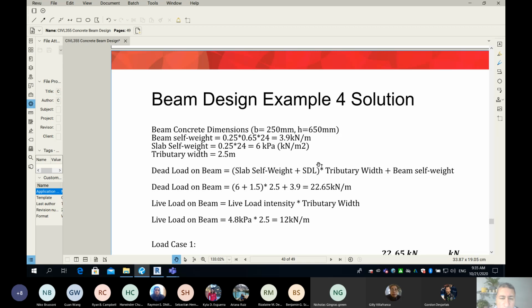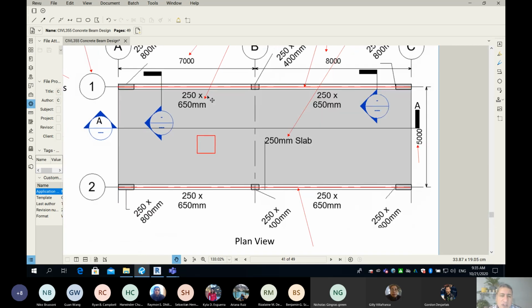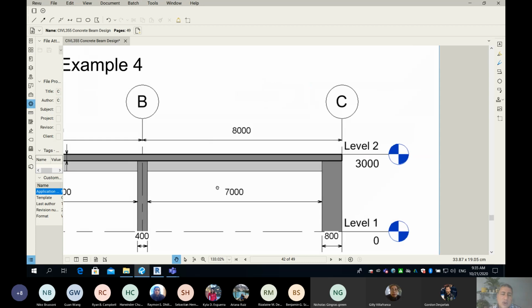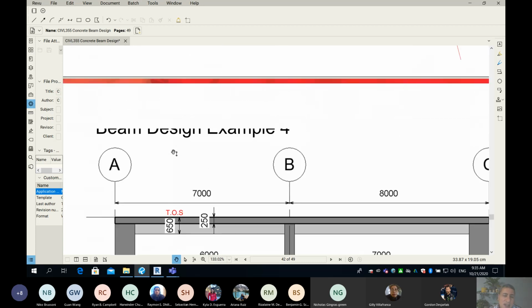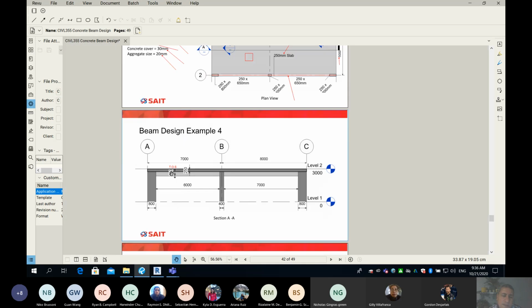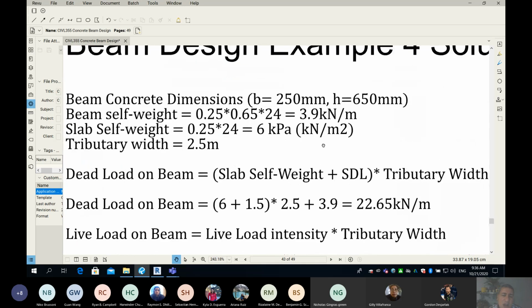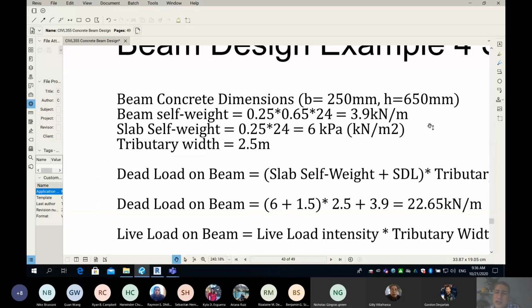However, in this problem here, the depth of the beam is given, 650, and that's on the plan view. If you don't know where, it's over here, actually twice. You can see it's over there. It's 250 by 650, and also in the cross section, you can see the depth of the beam is shown over there, 650 mm. So please don't waste your time in the exam. It is given to you. All you have to do is figure out the self weight, and how we do it.